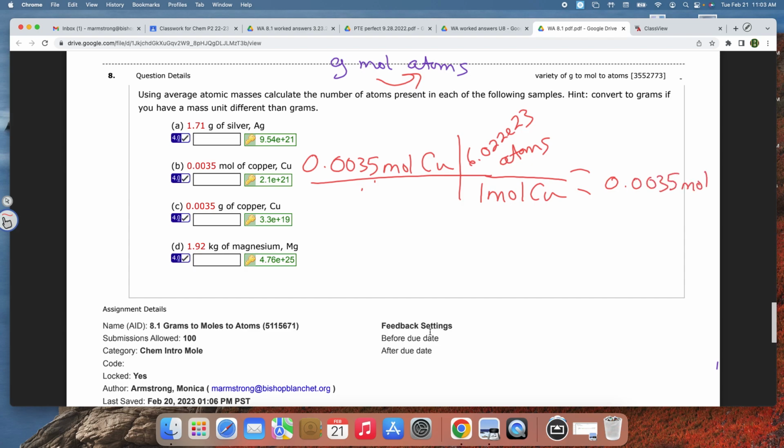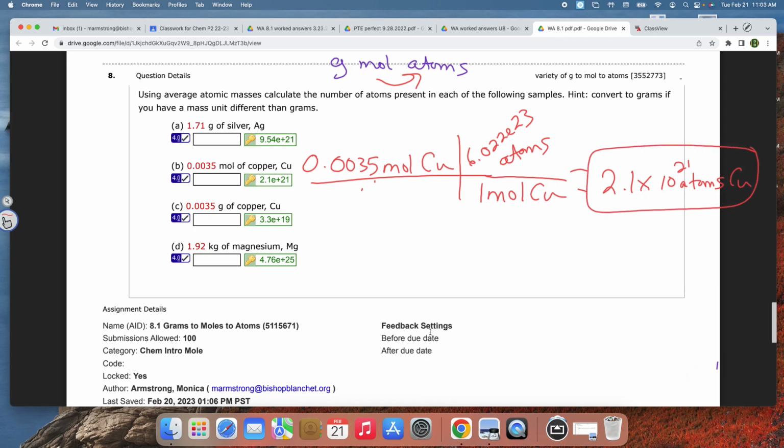If you end up with like a ginormous number or a super small number, sorry, not moles. Wait a minute, what's going on here? I'm cracked up. I'm writing the same dang number. 2.1 times 10 to the 21st. You should end up with a ginormous number here. I was off in la la land, sorry. Atoms of Cu.